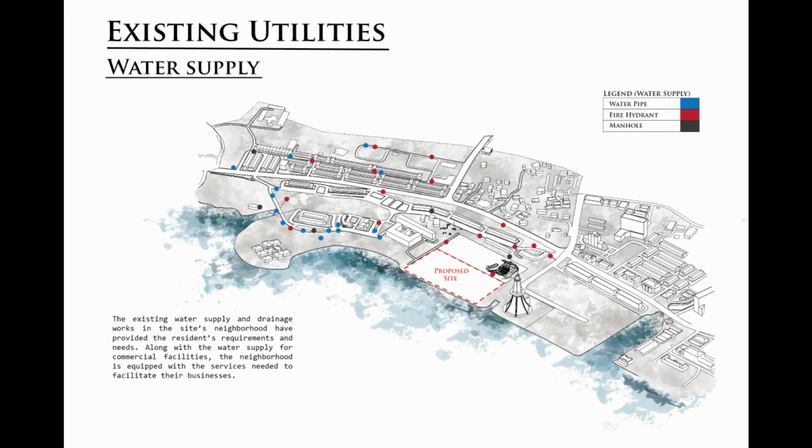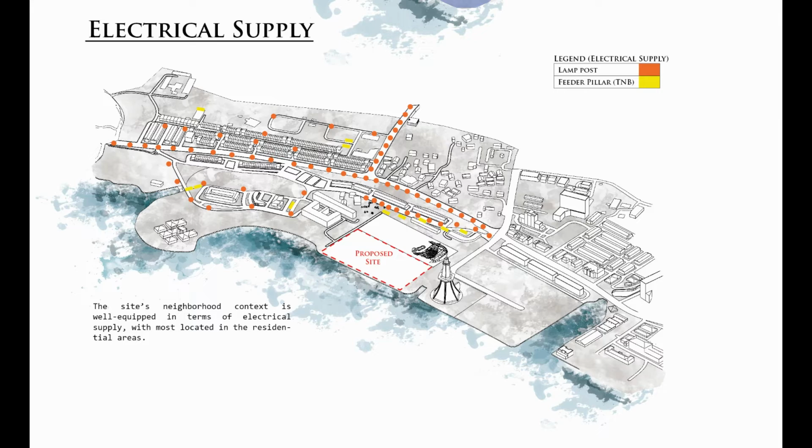For existing utilities, in terms of water supply, we discovered that there are 2 water pipes, 2 fire hydrants and 1 manhole. We discovered that the water pipe comes from the Syarikat Air Darul Aman. The acronym is SADA. For electrical supply, we discovered that there are 4 feeder pillar TMB and there is no lamppost on the sides.